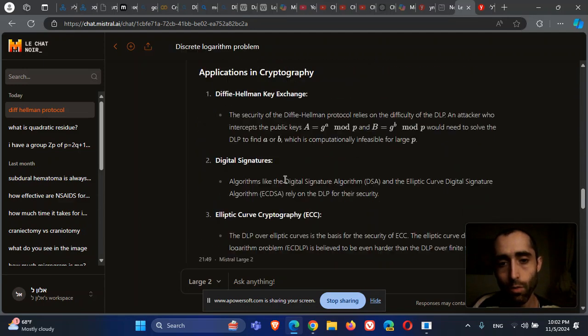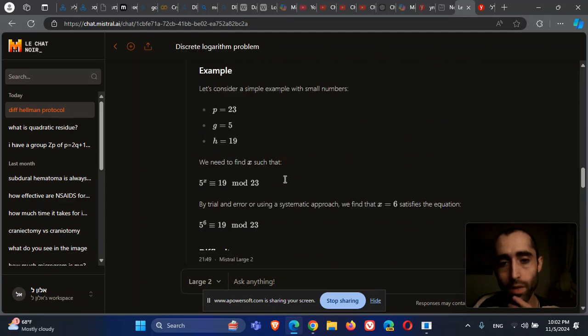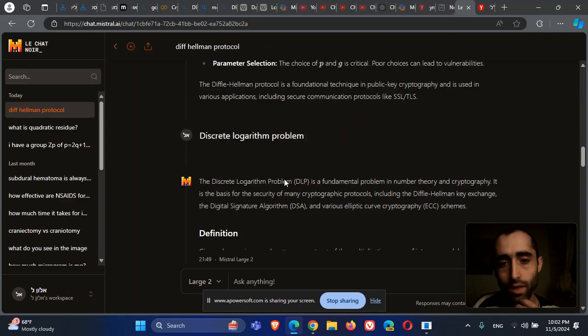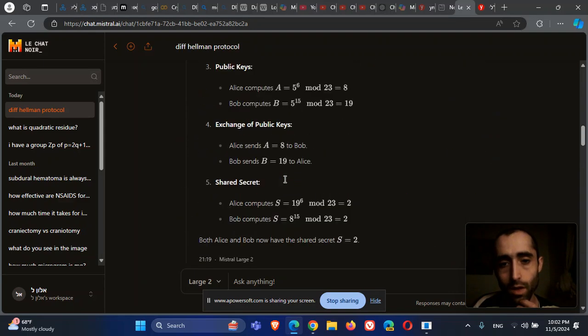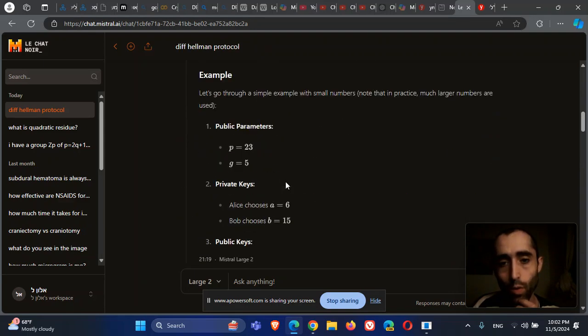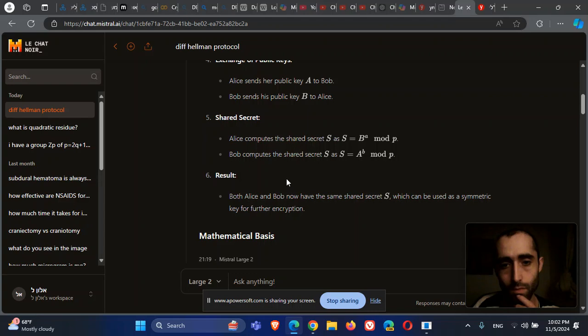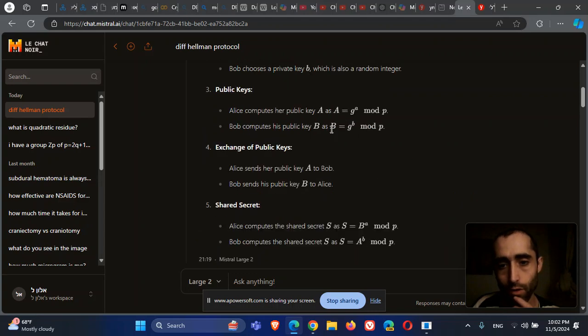So for someone, even though it goes throughout a public area, it's very hard to get small a and small b. So even though someone will get this, for example, he won't be able to take it to the power of a because he doesn't know a. Or this one, he won't be able to take it to the power of b because he doesn't know b. So he won't be able to create S, the secret key between the two. Only Alice and Bob will be able.